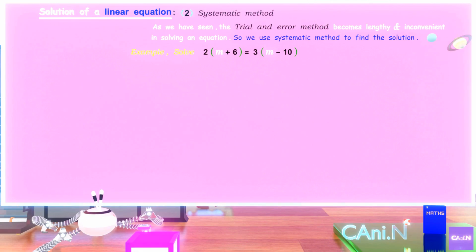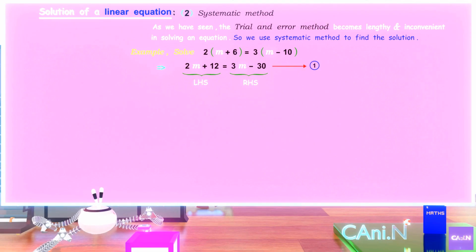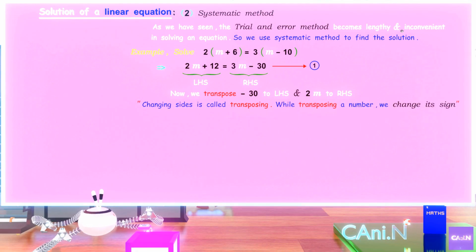Example, solve 2(m + 6) = 3(m - 10). So, 2m + 12 = 3m - 30, let's call this equation 1. Now, we transpose -30 to LHS and 2m to RHS. Remember, changing sides is called transposing. While transposing a number, we change its sign. So, 12 + 30 = 3m - 2m. m = 42.